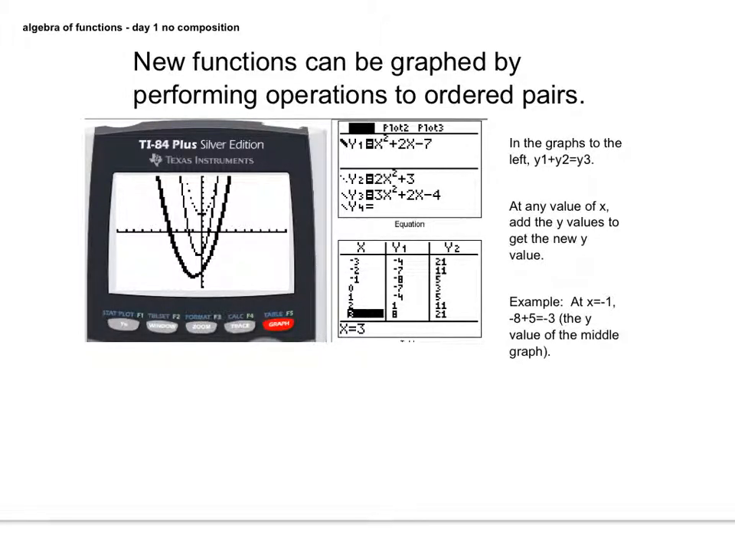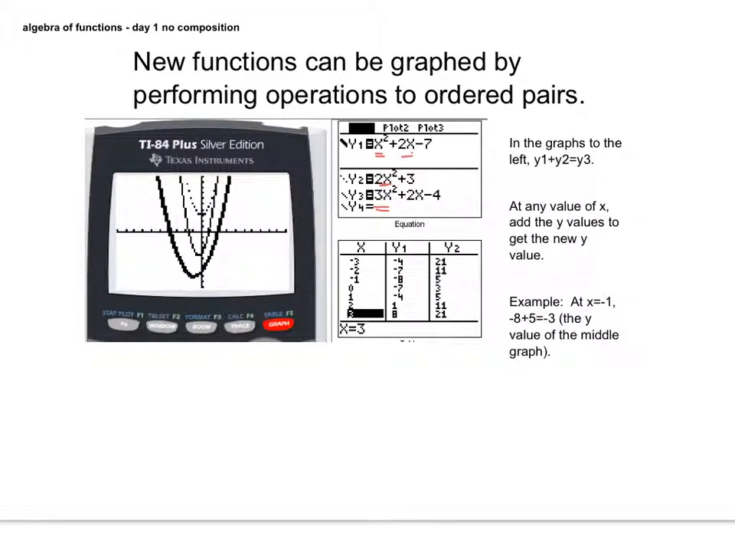Okay, when you're adding two functions graphically, in other words, you're taking the graph of one function plus the graph of another function to get a third, you literally are looking at any individual x value, and at those x's you're adding the y's up. So I've kind of given you an illustration here. y1 plus y2 equals y3. So literally, if you took y1 plus y2, you would get y3.